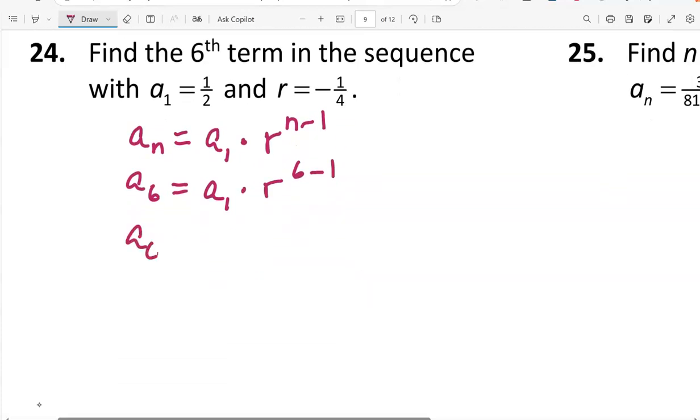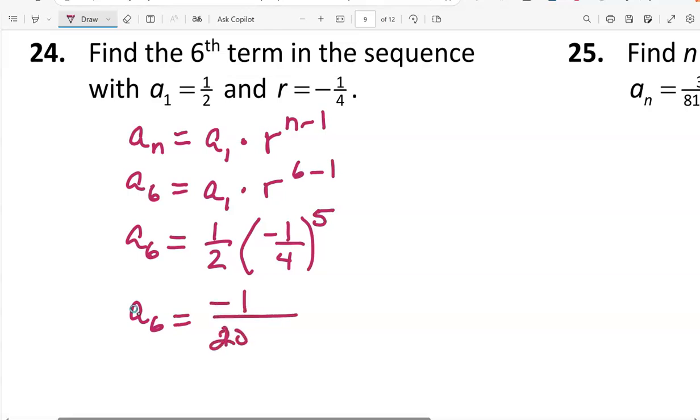A sub 6 is the term that we are looking for. A sub 1 is the first term, that's a half, and our common ratio is negative 1/4, and that's being raised to the 6 minus 1, which is the 5th power. Now we can take a moment and let the calculator do the computation, which gives us that the 6th term is negative 1 divided by 2048.